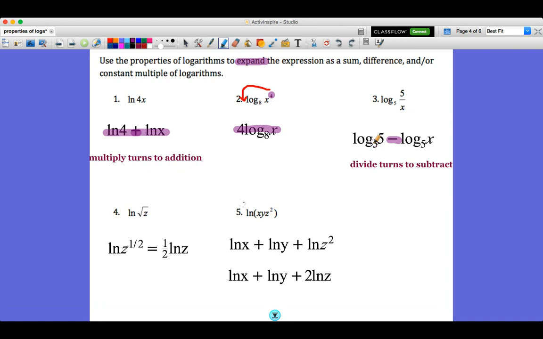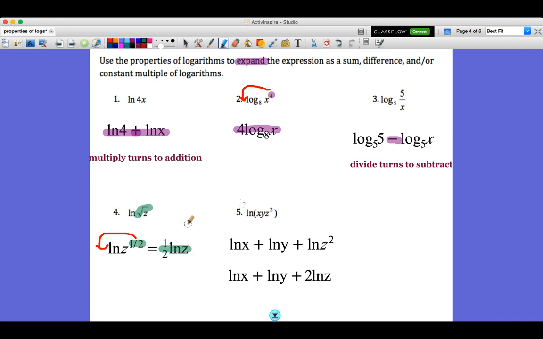Number 4 actually has an exponent in it. So if we look at number 4, we have ln, so the natural log of the square root of z. So whenever you have a square root, that's actually an exponent of 1/2. So this square root right here is actually an exponent of 1/2. So the first thing we're going to do is rewrite it as ln of z to the 1/2. And then our last step, whenever we have an exponent, move it to the front. So our final answer for number 4 would be 1/2 ln of z.